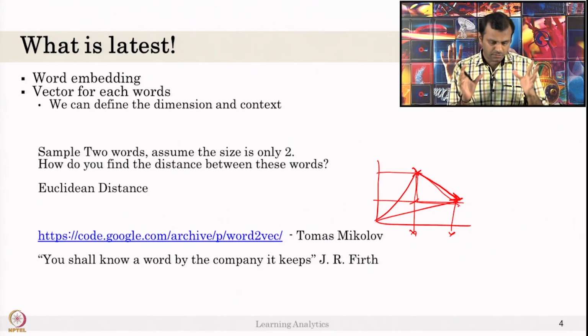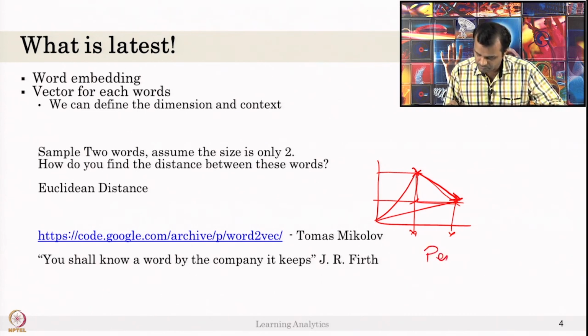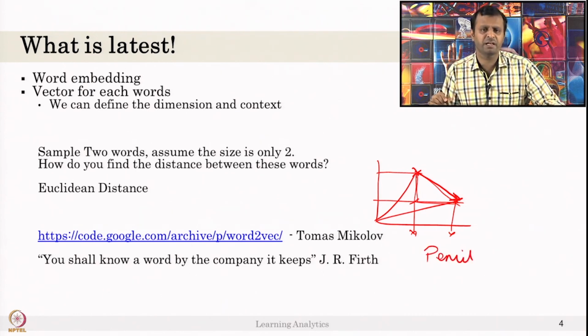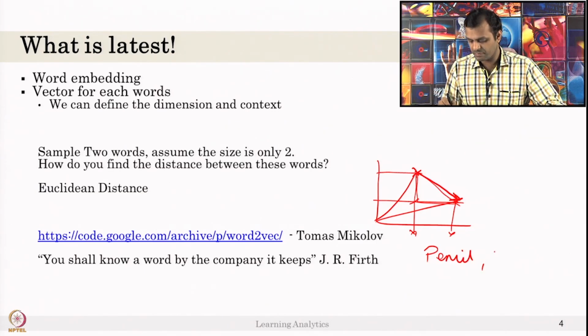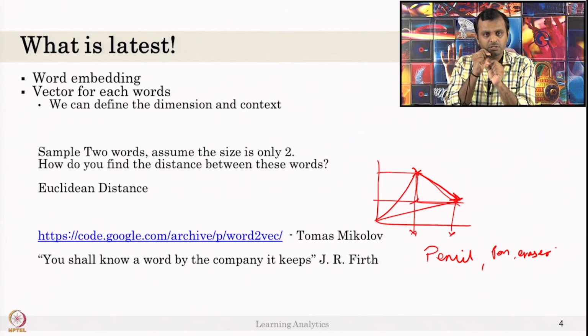Let us say we want to know how closely pen and pencil are associated. I give the word pencil, and I ask the system, can you bring up all the words related to pencil? It can be pen, eraser; it can find all the related words. How does it find related words? It takes the vector, computes the distance between all the other vectors, and finds the nearest vectors. All these nearest vectors are given; that is exactly this distance being computed.